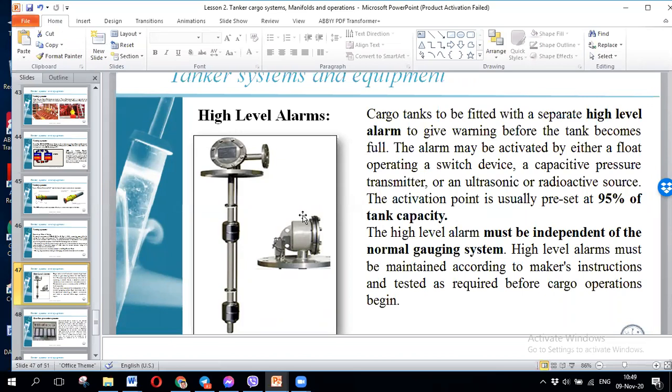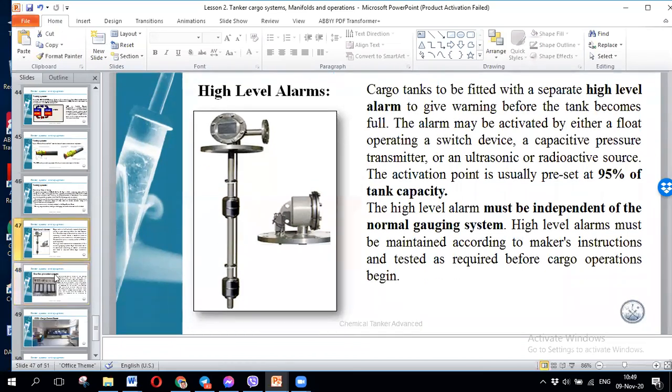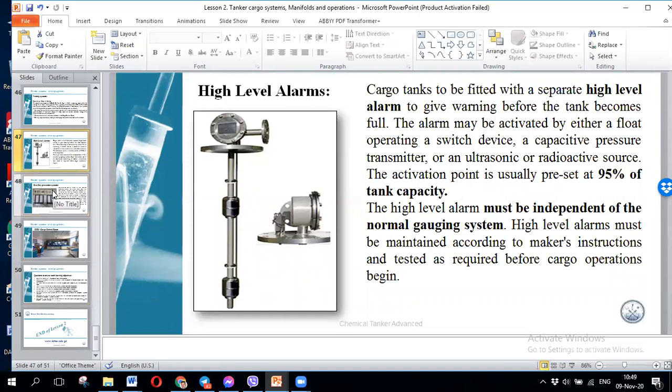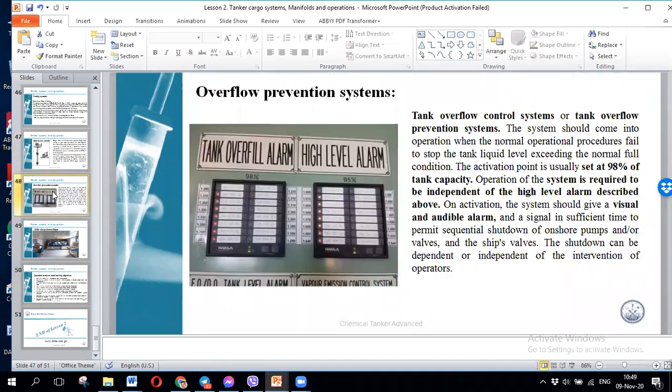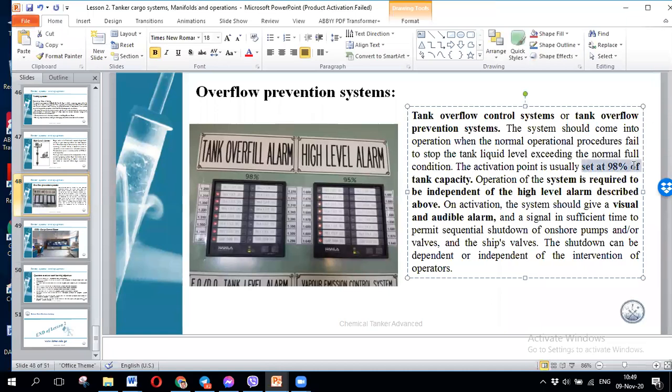Okay, high level alarms. This one, let me see. Not so many remaining. So high level alarms: when you fill the tanks, you must never load the cargo tanks more than 98%, never. You must stop better at 95%. That means a high level alarm.